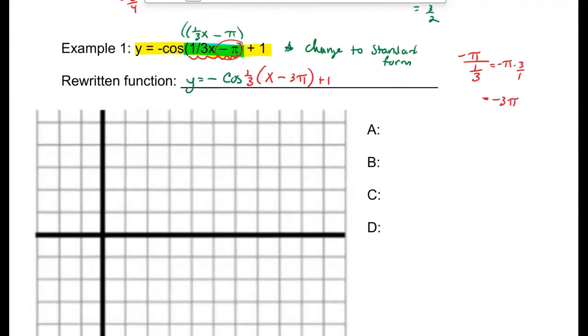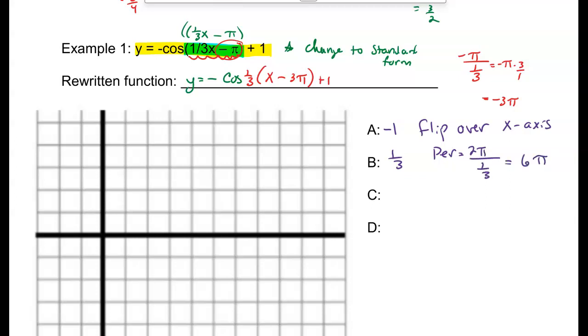What are going to be our values? And we're going to do the verbals of this very, very well. Guys, what's A? A is -1, so what does that mean? Yep, flip over the x axis. Okay, what's B? We got 1/3. And then what is going to be the period this time? I got 2 pi divided by 1/3. That's what? 6 pi. Huh, I'm probably going to be playing with the scale on my graph here a little bit, so I don't have to worry about it too much.